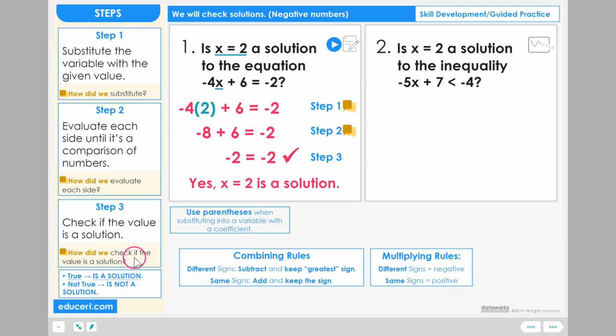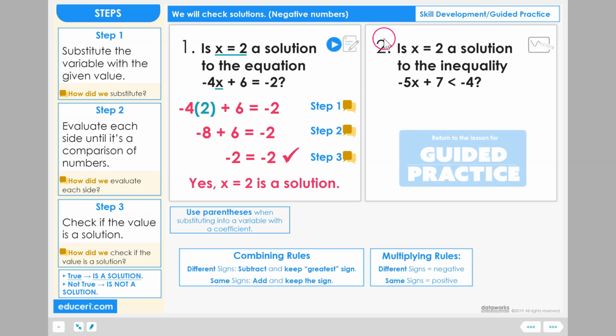How did we check if the value is a solution? We checked that the value was a solution by substituting the value x equals 2 into the equation, evaluating carefully using our combination rules for positive and negatives, and ending up with a true number comparison. So yes, x equals 2 is a solution. You are now ready to check the solution in the statement for problem number 2.